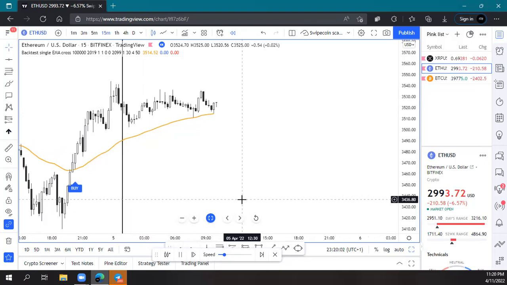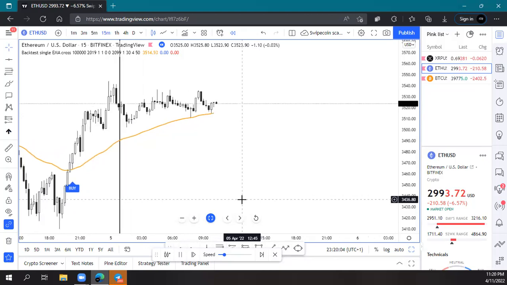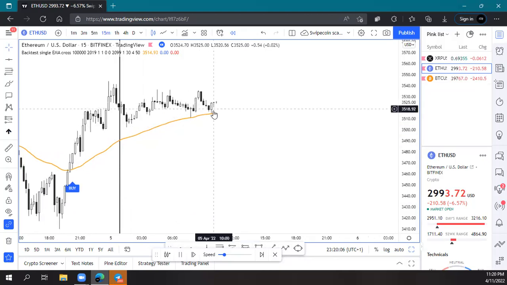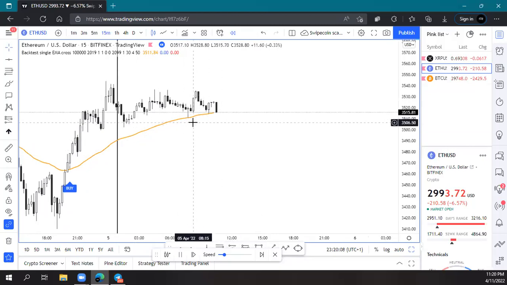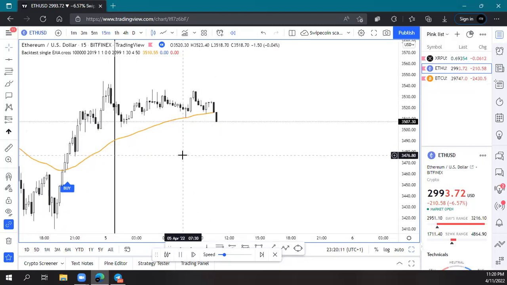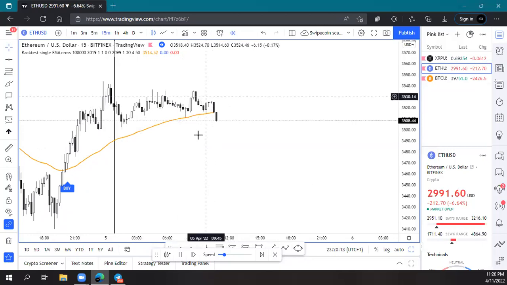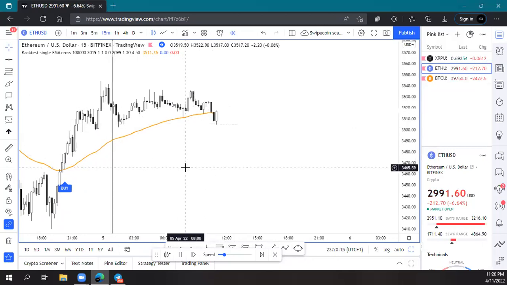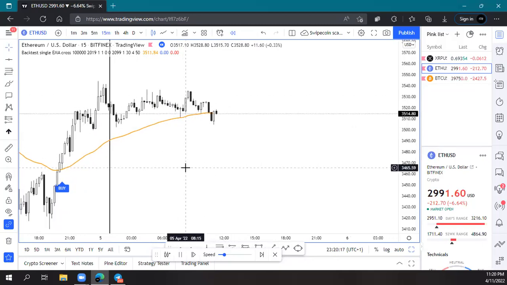Okay, so once we get a sell signal, remember, for you to get a sell signal, the market has to break below the EMA, break and close below the EMA. So once we get a break and close below the EMA, you're going to see a sell. Just watch this. You're actually going to get a sell soon.